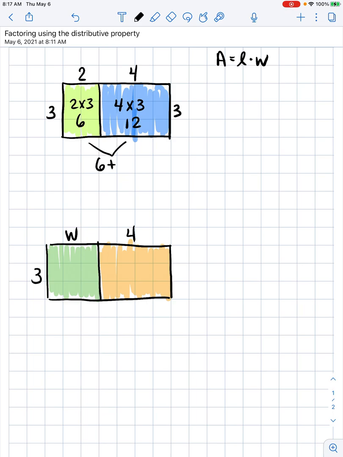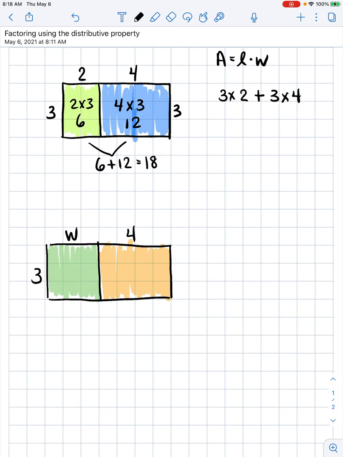And 6 plus 12 is going to be 18 square units. Okay, how would I write this using expressions? Well, I'm going to switch the order and you'll see why in a minute. So for the green room, I have 3 times 2. And for the blue room, I would have 3 times 4.